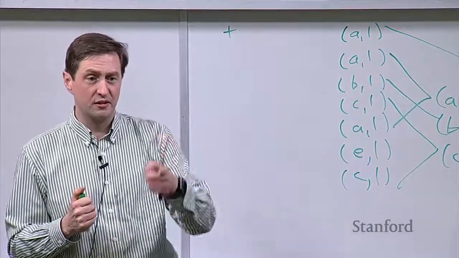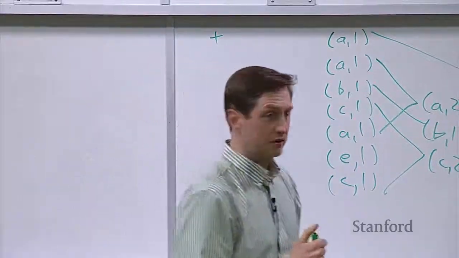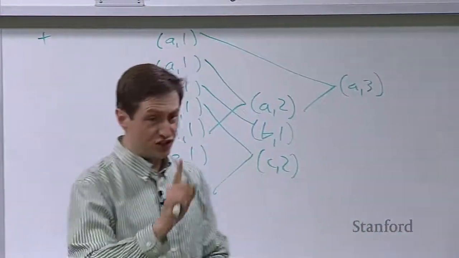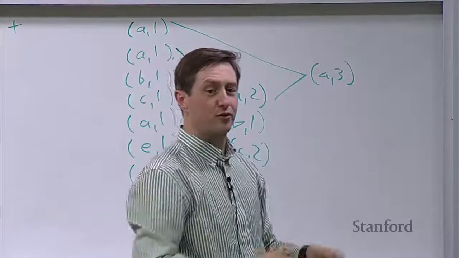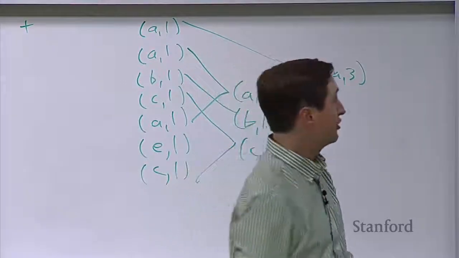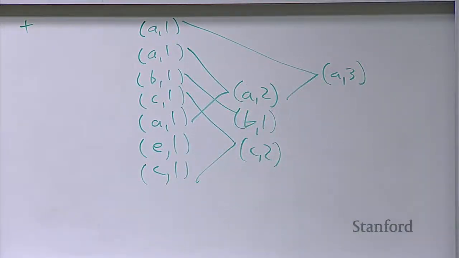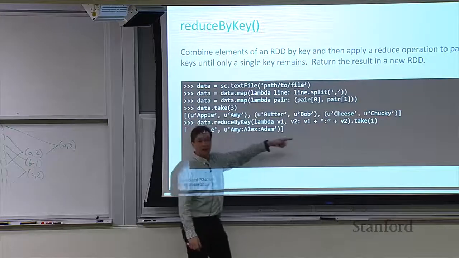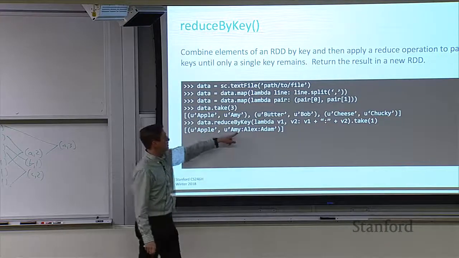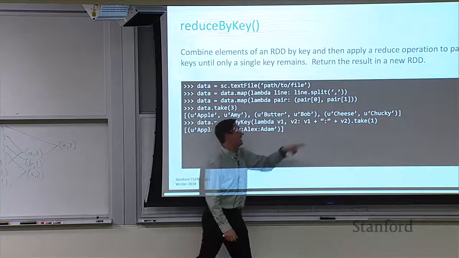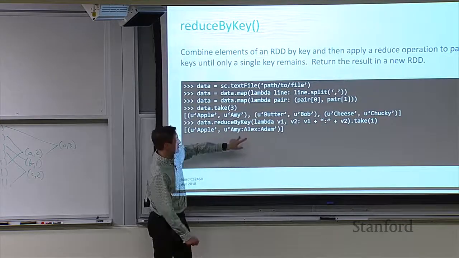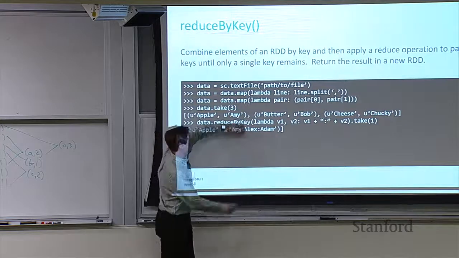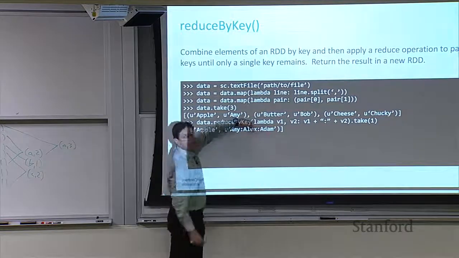Does that make sense? Yeah? It has to take two arguments. One is the value from one of the records, and the other is the value from the other record. So in this particular case, we concatenated them with a colon. And what you end up with is, notice, even though this is two elements concatenating with a colon, I've got three elements in my result, because first it concatenated two, and then it concatenated that with this.